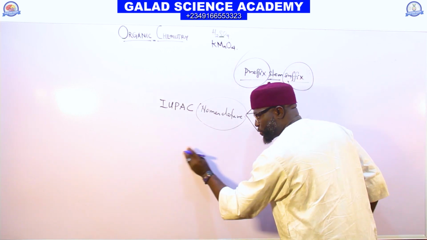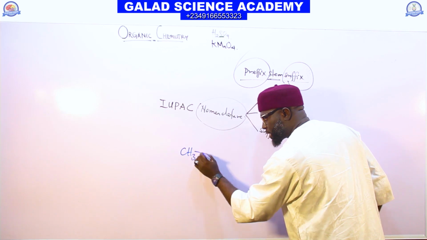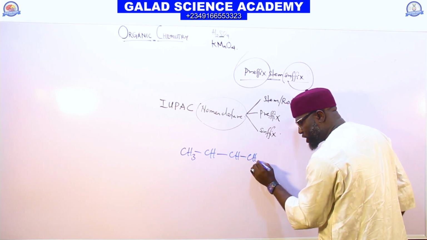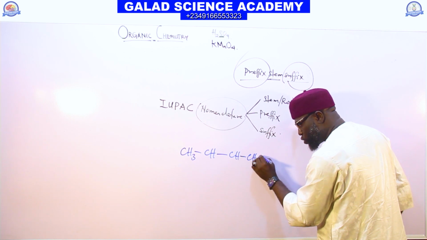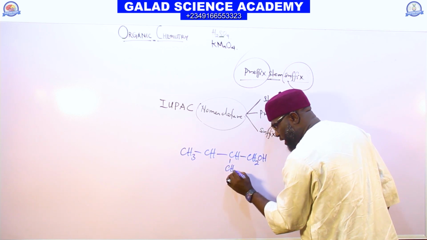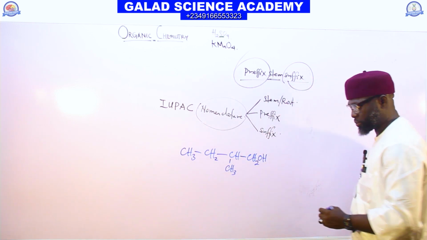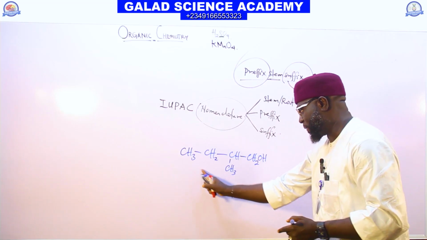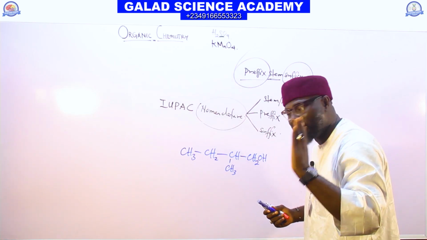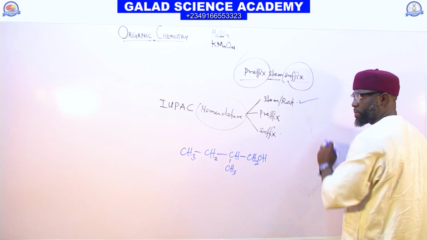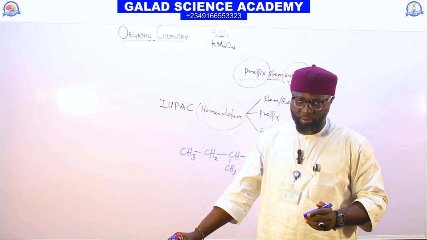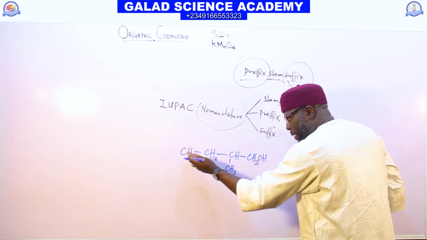Take for instance, assume we have a compound in this form, CH3, CH, CH, CH2O, and here we have CH3. You are asked to name this compound. The first thing you need to check is to fish out your stem. The stem is the main or the longest carbon chain. What is the longest carbon chain of the structure?